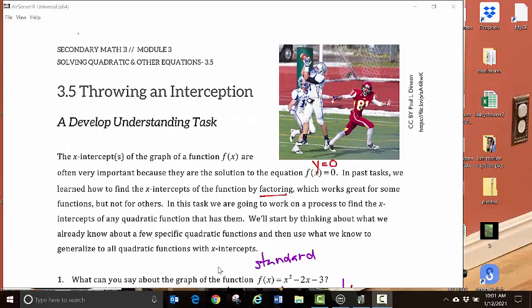The x-intercepts of a graph of a function are very important because they are solutions to the equation f of x equals 0, or y equals 0. In past tasks, we learned how to find the x-intercepts of the function by factoring, which works great for some functions, but not for others. In this task, we are going to work on a process to find the x-intercepts of any quadratic function that has them. We'll start by thinking about what we already know about a few specific quadratic functions, and then use what we know to generalize this to everything.